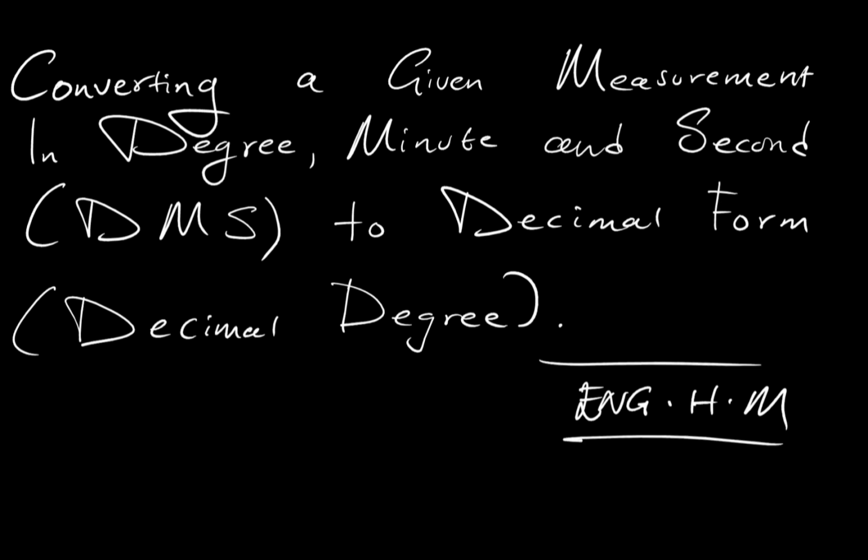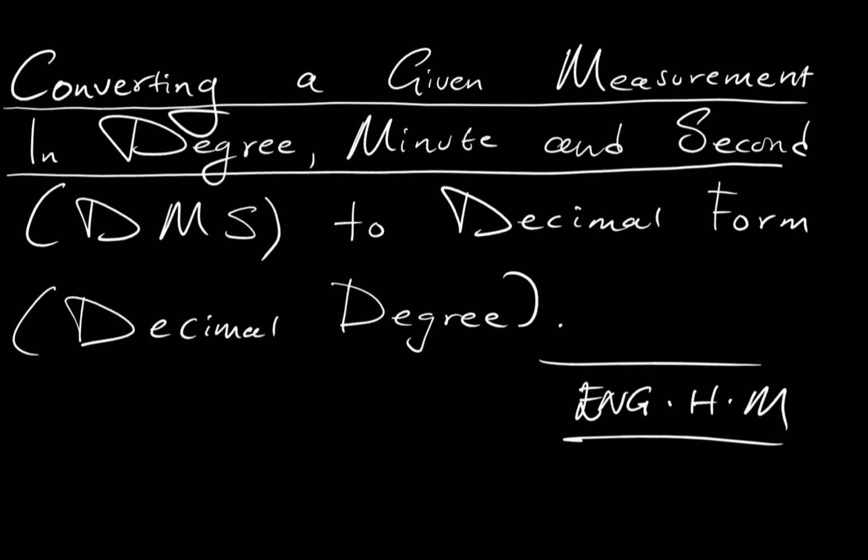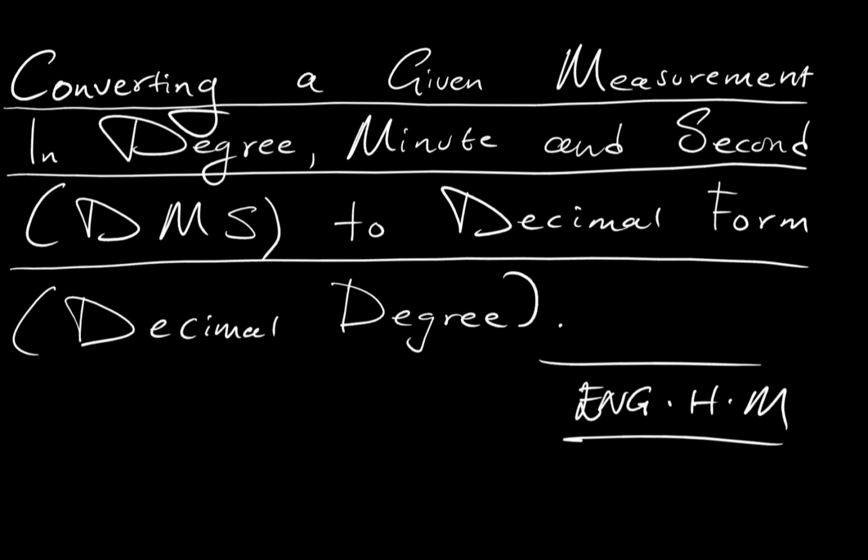So in this video, we'll be looking at converting a given measurement in degree, minute, and second, which is basically DMS, to decimal form, or others would prefer to say decimal degrees.